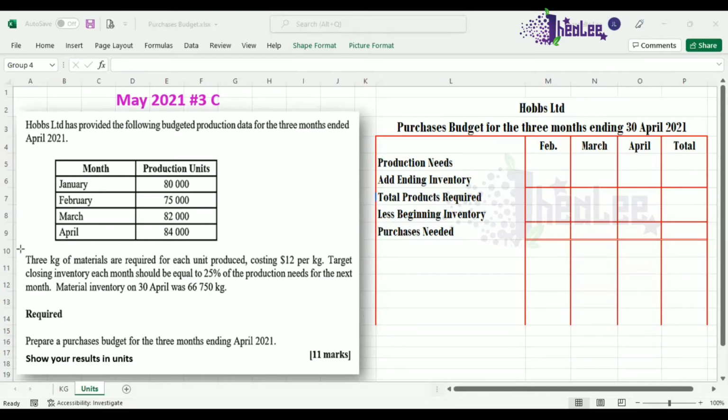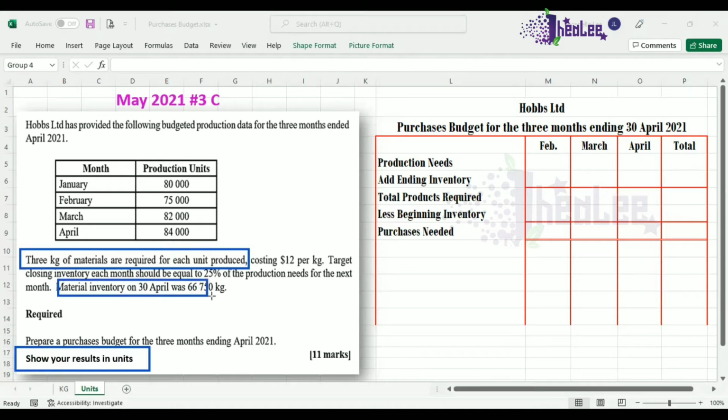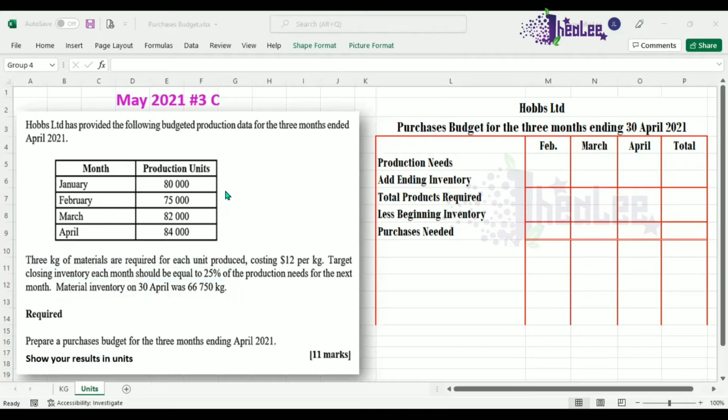You would recall in the previous lesson that 3 kg of materials are required for each unit produced. Because we will be showing our results in units, wherever we have kg, such as in this information right here, we need to convert that into units. To convert into units, we simply divide the kg by 3 to get the number of units. So let us move into preparing the purchases budget.